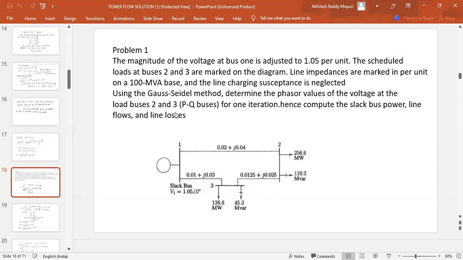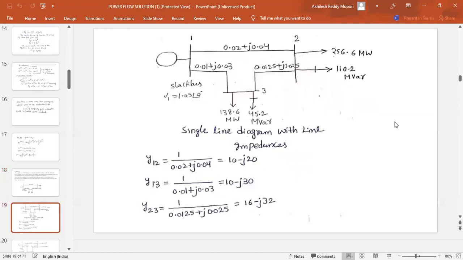Now we should apply the Gauss-Seidel method and find the voltages V2 angle del 2 and V3 angle del 3. Since 2 and 3 are PQ buses, we should find V2 del 2, V3 del 3, and then the slack bus power, line flows, and line losses.